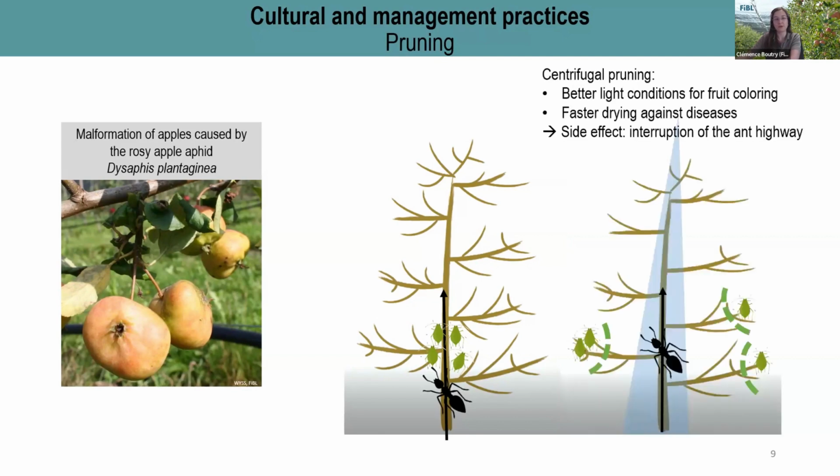And if through the pruning you create some better light conduction and some more space along the central axis, so the stem, so more light comes in and it dries faster, and it also interrupts the ant highway, so you have less aphid damage on your tree.